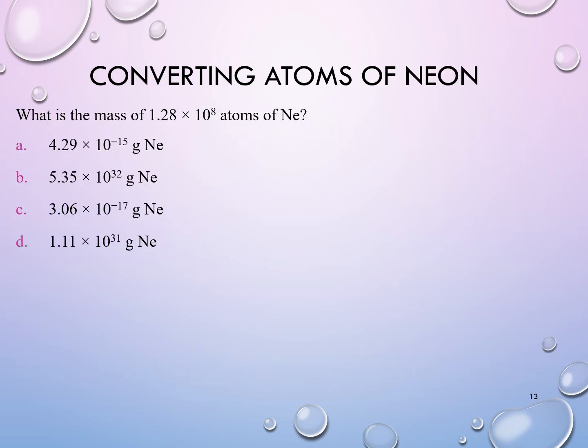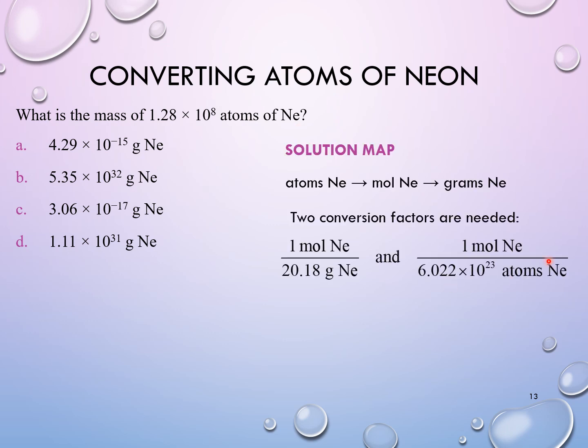So over here, next question. What is the mass of 1.28 times 10 to the power 8 atoms of neon? So we'll have to look up periodic table information on neon, and obviously Avogadro's number. 1 mole of neon is 20.18 grams of neon. So you'll start with atoms, cross off the atoms on the bottom, and get moles of neon. And the next thing is we want to cross off the moles of neon. So we'll use the opposite of this. The moles will be on the bottom, grams will be on the top, and then we can get our answer in grams.